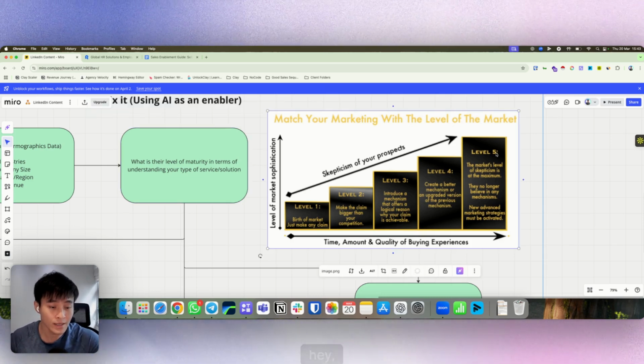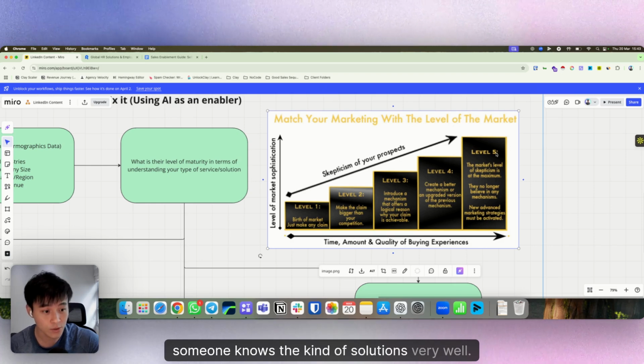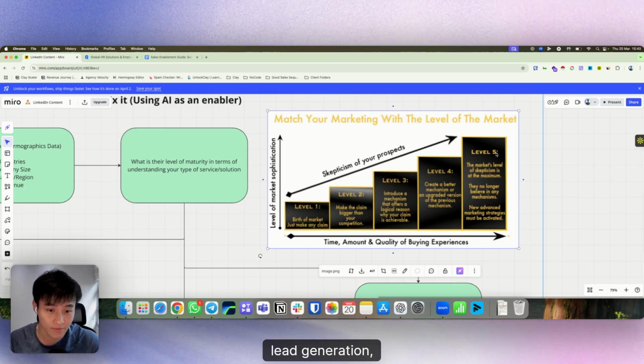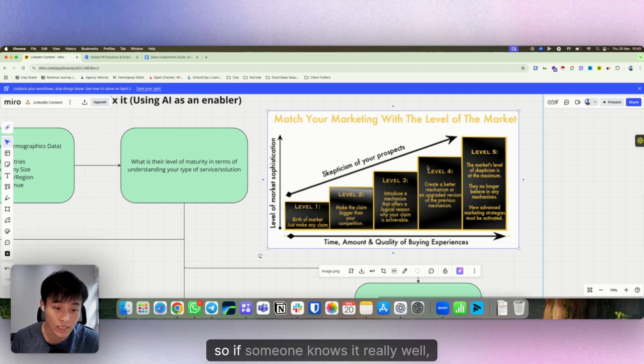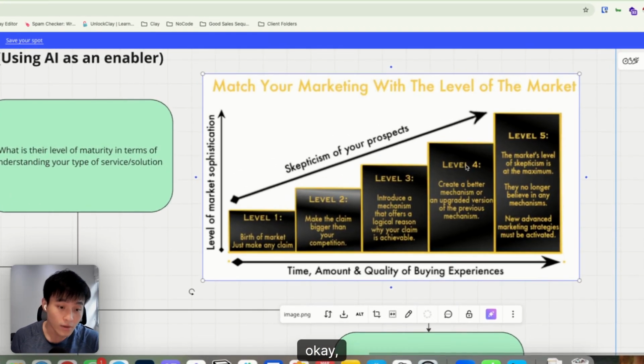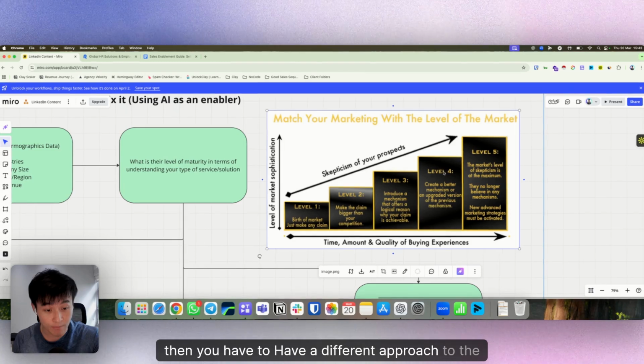Level 5 meaning like, hey, someone knows the kind of solutions very well. So one example could be, hey, lead generation. Every company has heard about lead generation as a service. So if someone knows it really well, okay, then you have to have a different approach to the market.